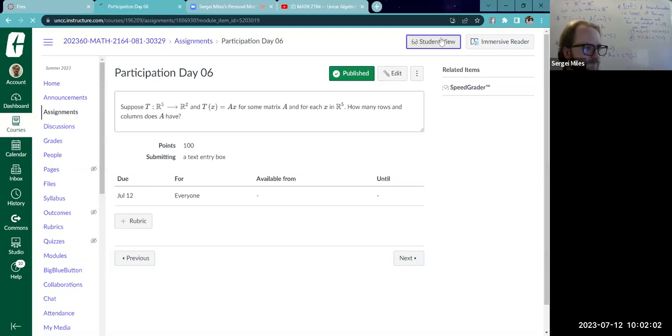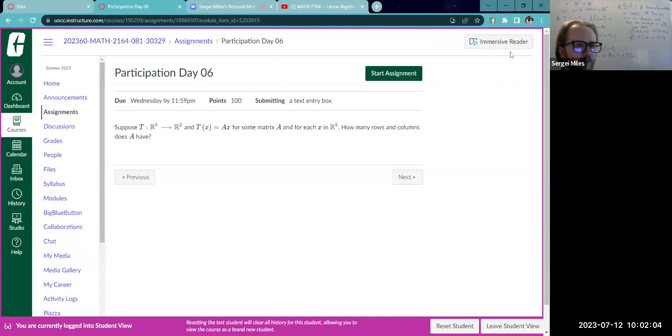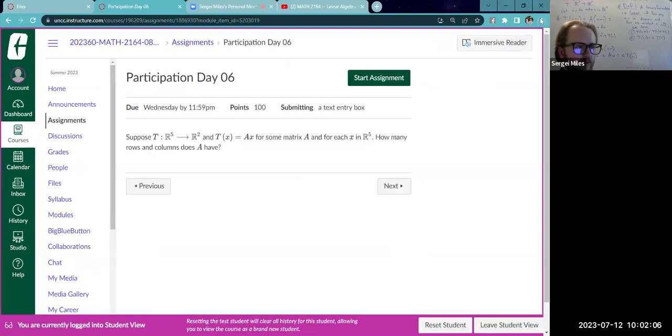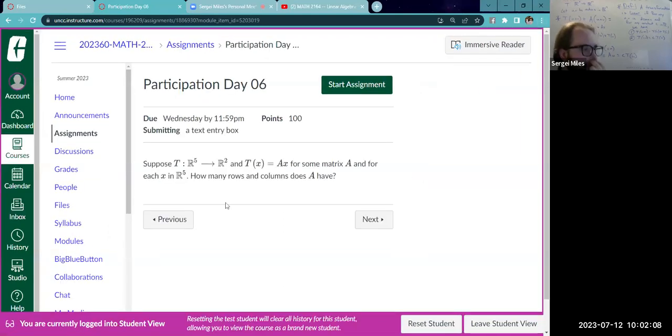Suppose T is a transformation from R5 into R2. Again, remember, before I even think about the rest of the question, if I flip the numbers 5 and 2, that's going to tell me the dimensions of A. So A is a 2 by 5. And T of x equals A times x for some matrix A and for each x in R5.